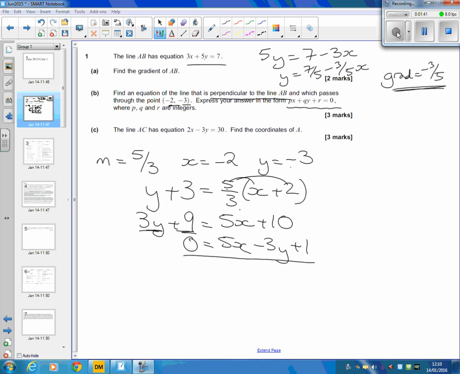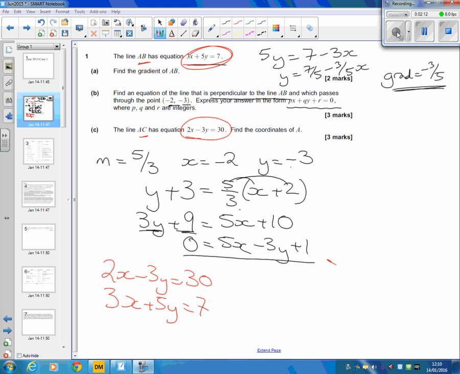The last part had a few people that didn't actually know how to start it. That was probably the major problem. And a few other people that used the wrong lines as well. We're not using this one here to do it. We're being asked to solve simultaneous equations with this one here. So that's 2x minus 3y equals 30. And this is AC. We've also got the top here AB. So this is the second one that we're trying to get here.